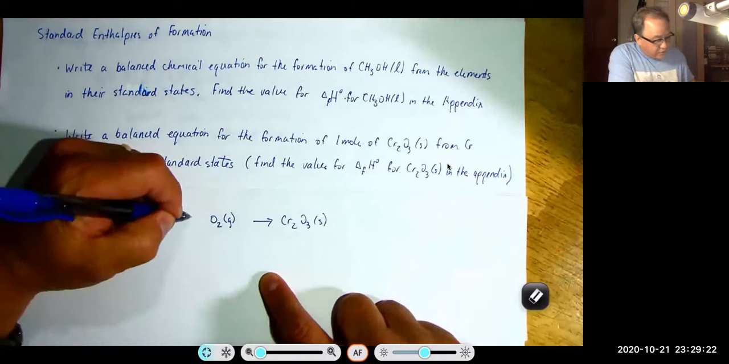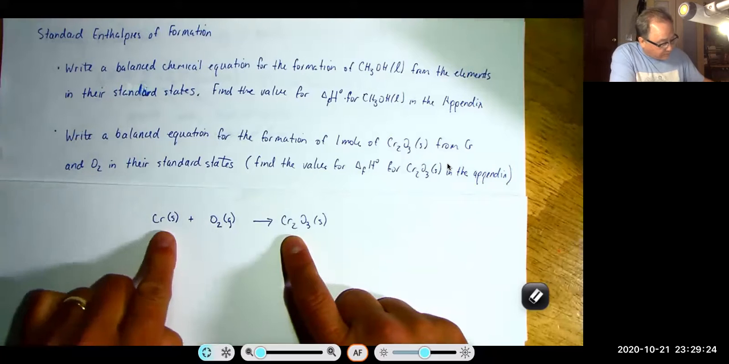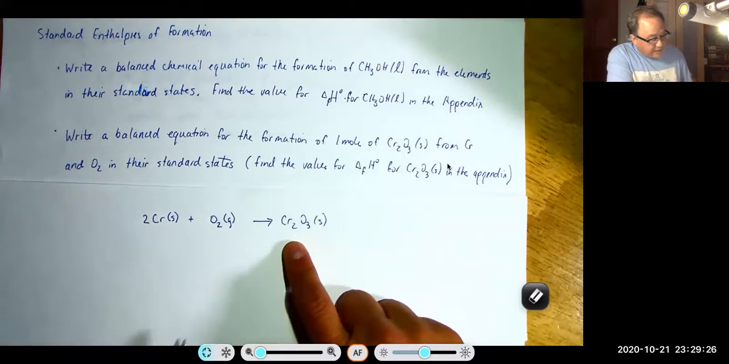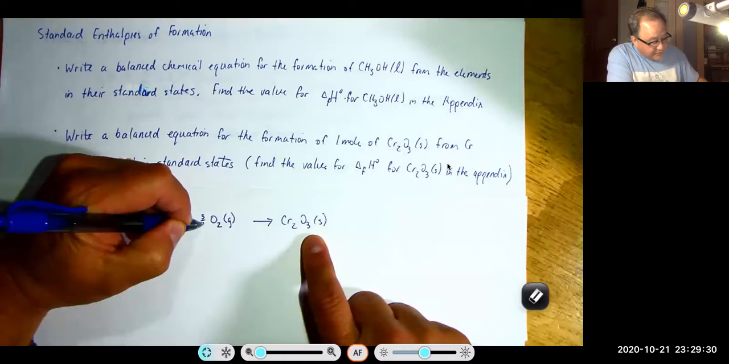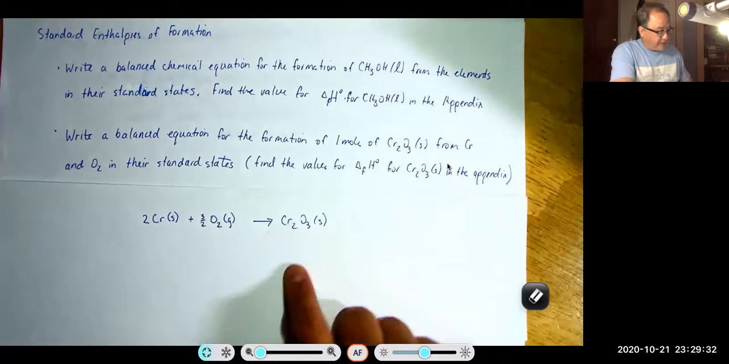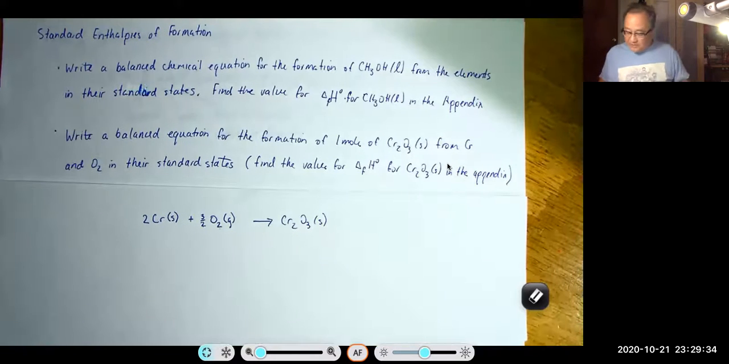So here we have 2 chromiums, 1 chromium, so I'm going to put a 2 here. Here we have 3 oxygens, here we have 2. So I'm going to put 3/2 here because 3/2 times 2 is 3. So here's the enthalpy of formation reaction.